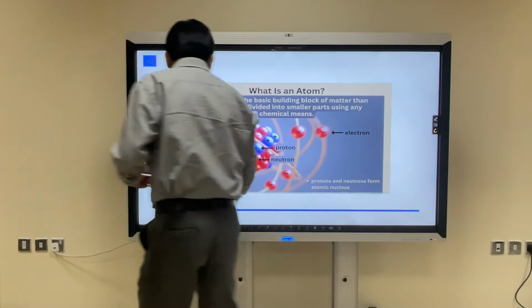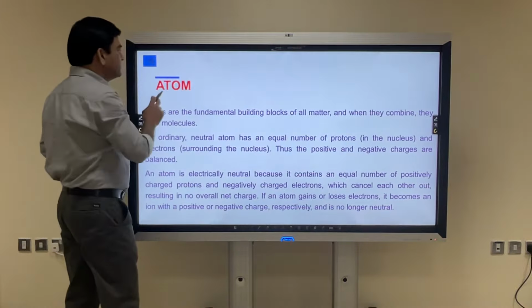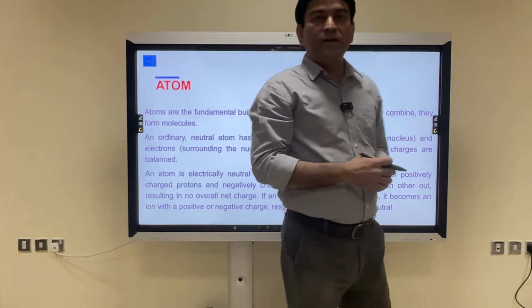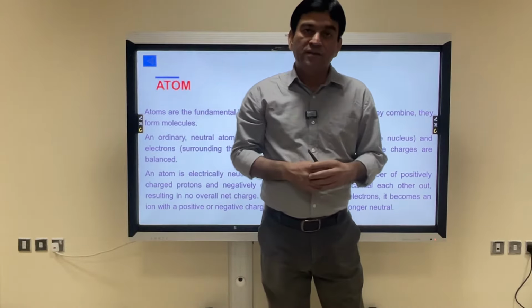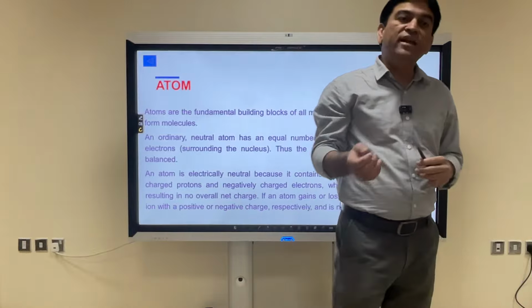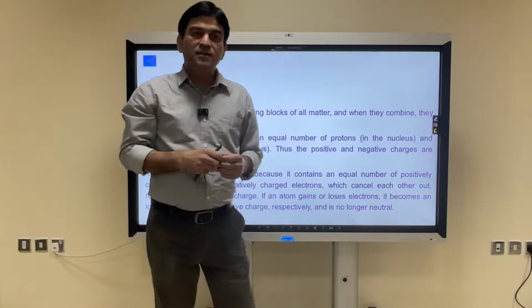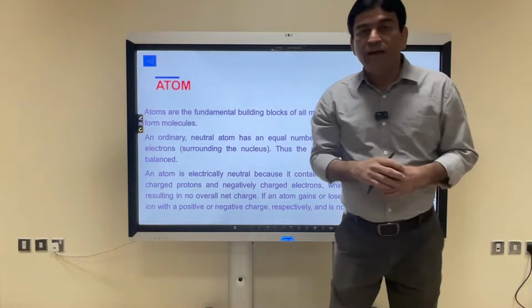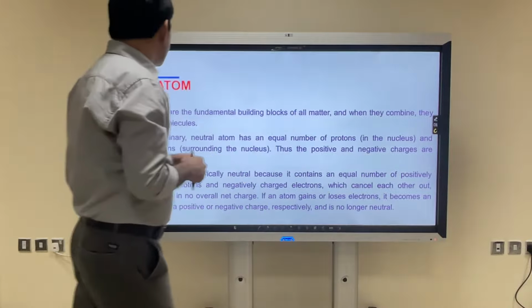And if you see it over here, an atom contains some subatomic particles. For example, an atom has protons, which have a positive charge, and electrons, which have a negative charge. But they have the same number of protons and electrons. So it has the same number of positive and negative charges, and that is why you call an atom electrically neutral in nature.